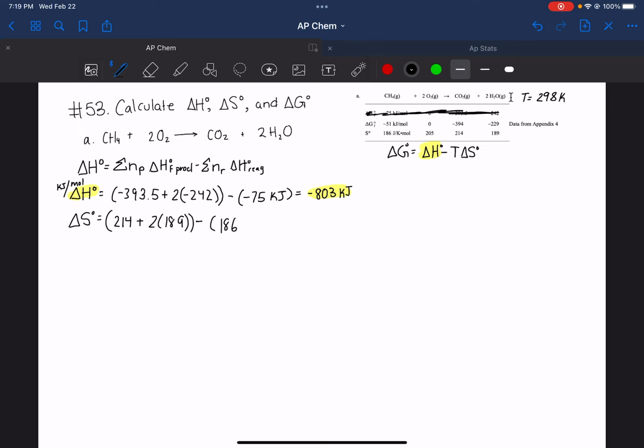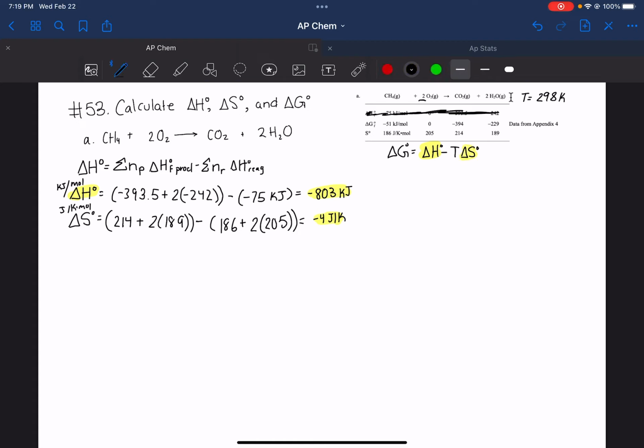186. Oh, this is in joules per Kelvin mole, so you're going to have to convert. Okay, 186 plus 2. I have 2O2, so 2 times 205. Oh, I'm missing a parenthesis. And that will give you negative 4 joules per Kelvin. I'm going to highlight that, and that's for here.